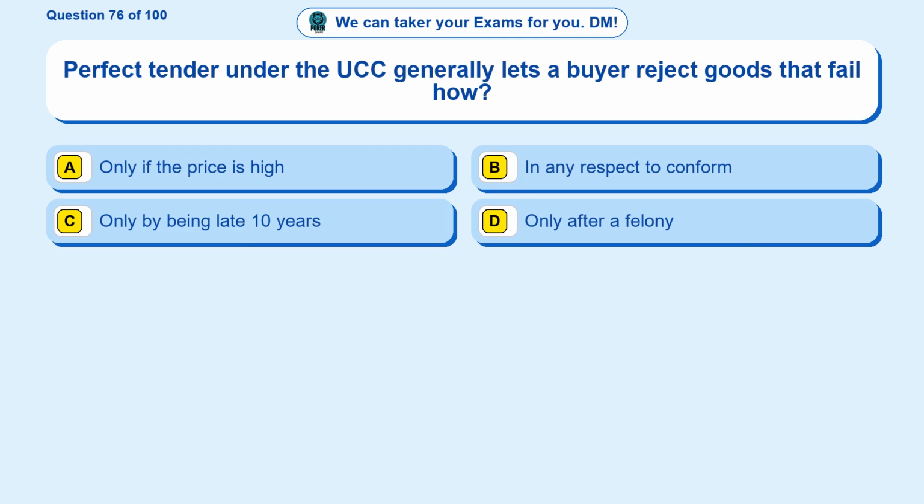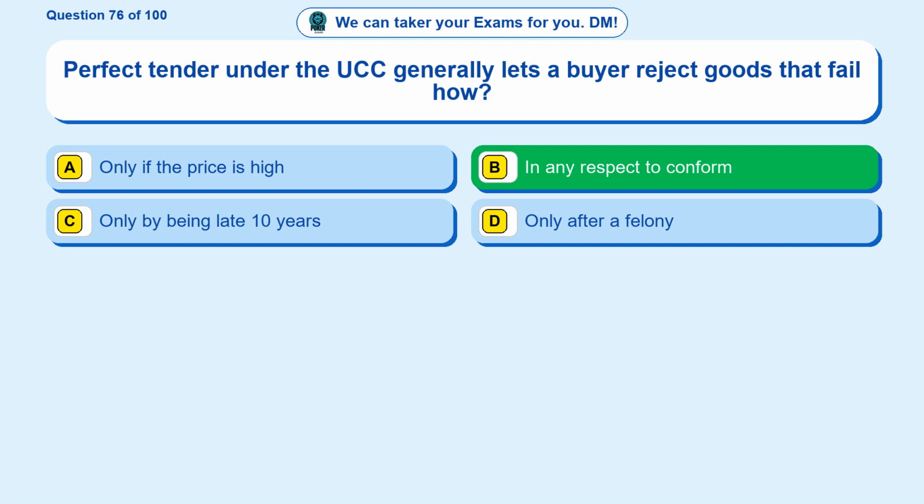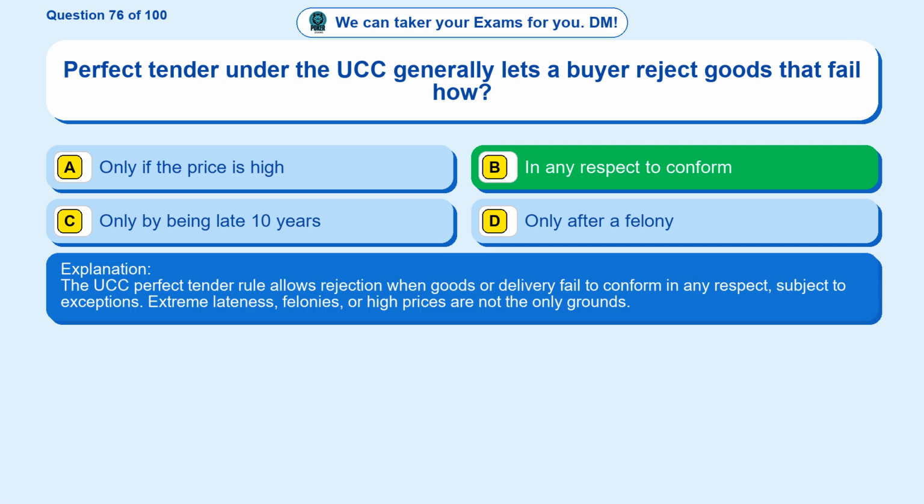Question 76. Perfect tender under the UCC generally lets a buyer reject goods that fail how? Option A. Only if the price is high. Option B. In any respect to conform. Option C. Only by being late 10 years. Option D. Only after a felony. The correct answer is option B. In any respect to conform. The UCC perfect tender rule allows rejection when goods or delivery fail to conform in any respect, subject to exceptions. Extreme lateness, felonies, or high prices are not the only grounds.